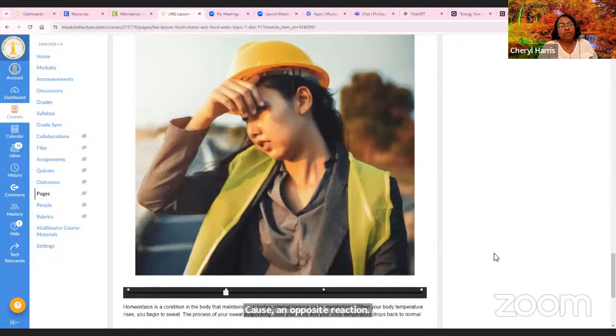All right, this one, if you get overheated, same thing. You get here again, optimal temperature. Organisms function at an optimal temperature. You get overheated, you get dehydrated, it causes a negative reaction. You stop functioning. Okay, so that's a negative feedback.